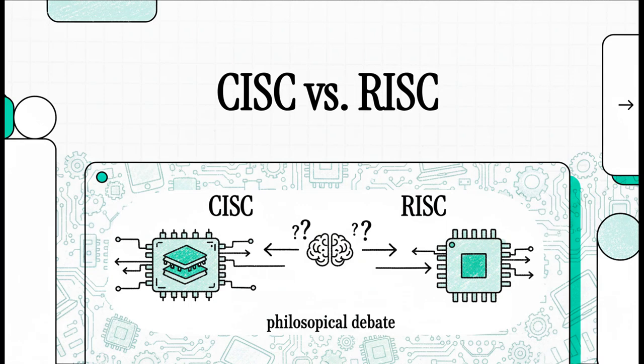You know, every single device you use, from the smartphone in your hand to the laptop on your desk, is powered by a processor. But deep inside that tiny silicon chip, there's a fundamental design choice, a kind of philosophical debate that has shaped literally all of modern computing. Today, we're going to unpack that debate, CISC versus RISC.